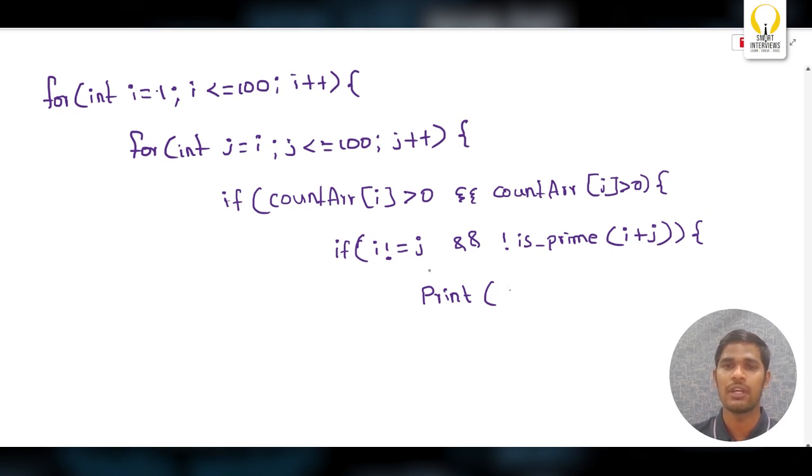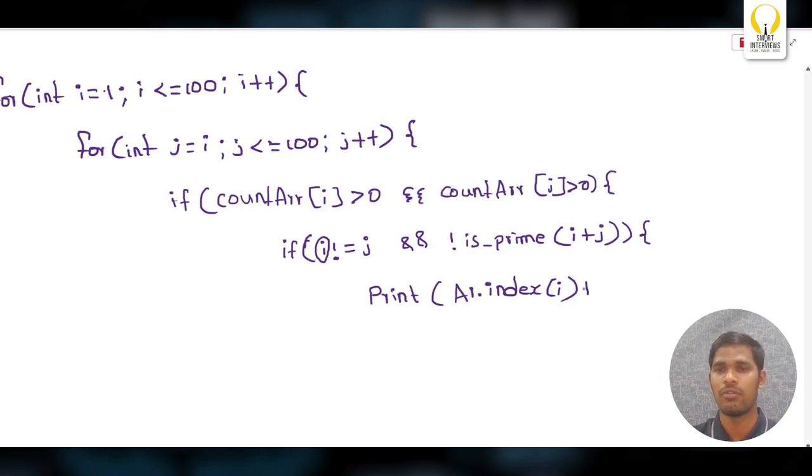index of i from the array. I need to print index of i from the array. So simply I'm writing array.index of i. Let us assume that it will return the index of i in the given array. And we also need plus 1, because it is 1 based indexing. And I'm writing array.index of j plus 1. So this is how we can print the indices.